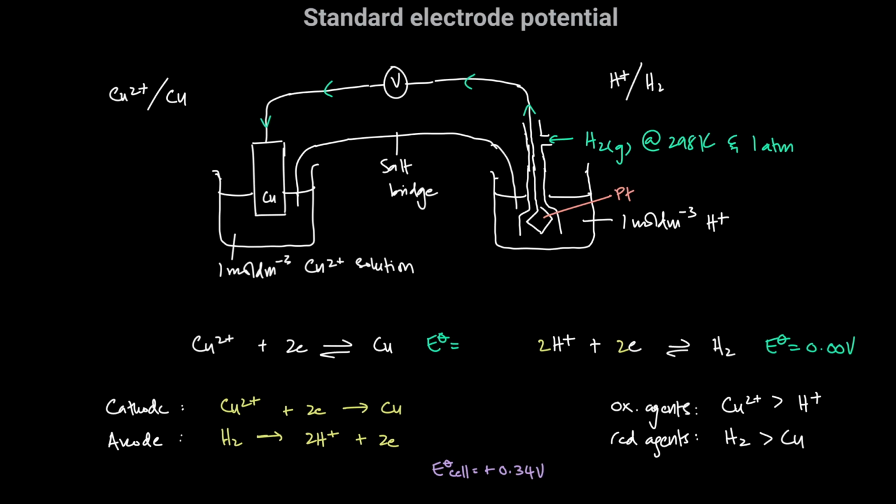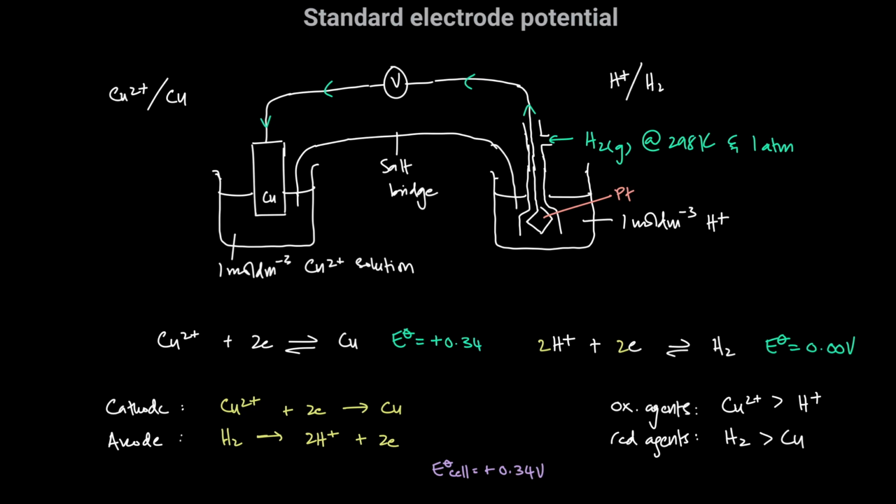Now, based on our understanding, we know that copper 2+ is a better oxidizing agent than H+. Therefore the reduction of copper 2+ is more favorable than the reduction of H+, and therefore the standard reduction potential, or the standard electrode potential, will be more positive than that for H+. And obviously if this is 0.00, this would be positive 0.34 volts. So that is the standard reduction potential for this half cell.